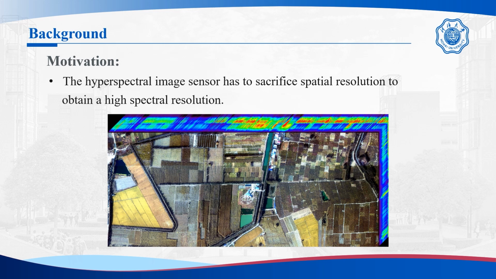First, the generated hyperspectral image has a low spatial resolution. The hyperspectral image sensor has to sacrifice spatial resolution to obtain a high spectral resolution with abundant spectral information.